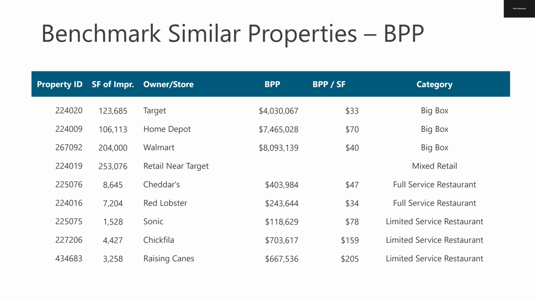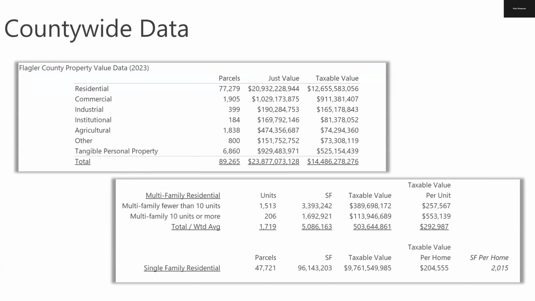If we were just doing an office building, we might pull a handful of office buildings in the community and feel good that we're getting a good average to understand how that might relate to the one we're working on. The other approach that I mentioned was this idea of countywide data. Here I've got some screenshots from a report that we did in Flagler County, Florida. We were pulling data across the entire county.